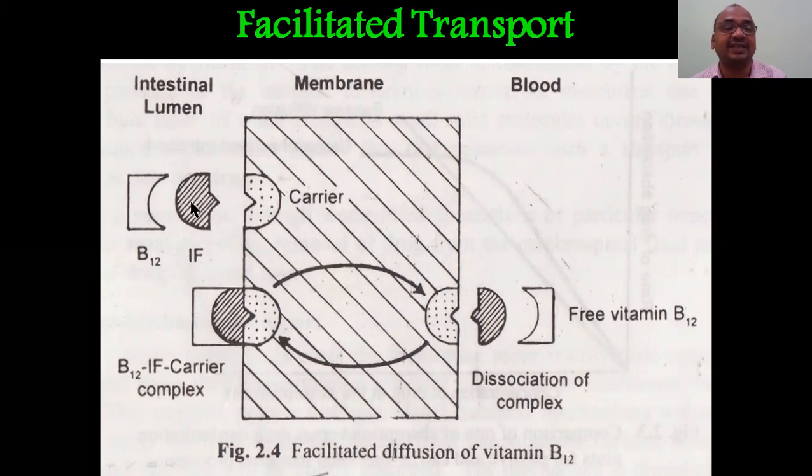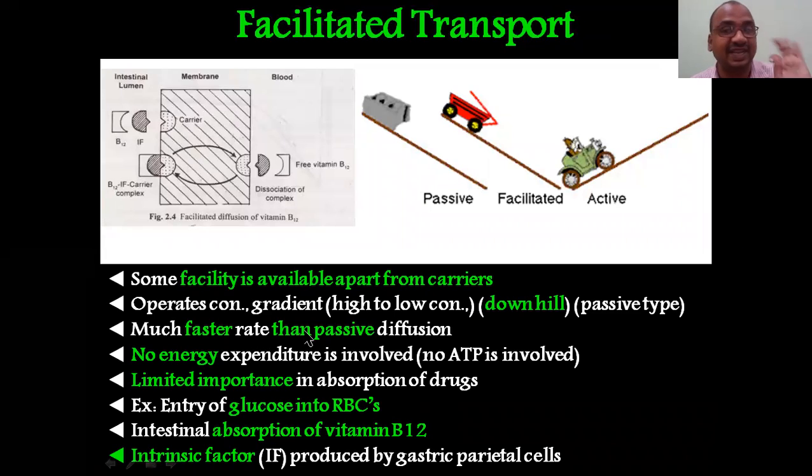So this directly does not fit into the shape. That's why intrinsic factor has a triangle shape on this side and a round shape on this side. This is the shape you have to write in the examination compulsorily. On one hand it catches the B12, on the other hand it catches the carrier. Like that it forms a complex. This complex will be transported to the other side. It will be dissociated on this side. This B12 intrinsic factor is very, very important. There must be some facility. That is very, very important.